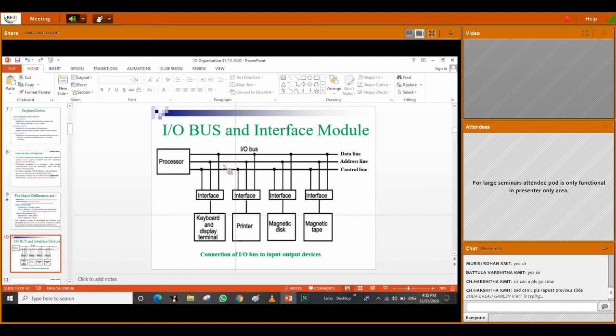There are three types of bus: data bus, address bus and control lines. The data bus holds the data, the address bus holds the address, and what does the control bus do here? The control bus will pass the control signals from one device to another device.